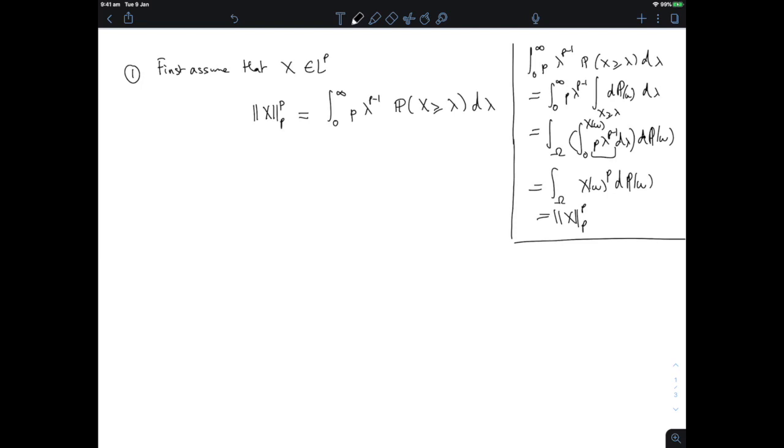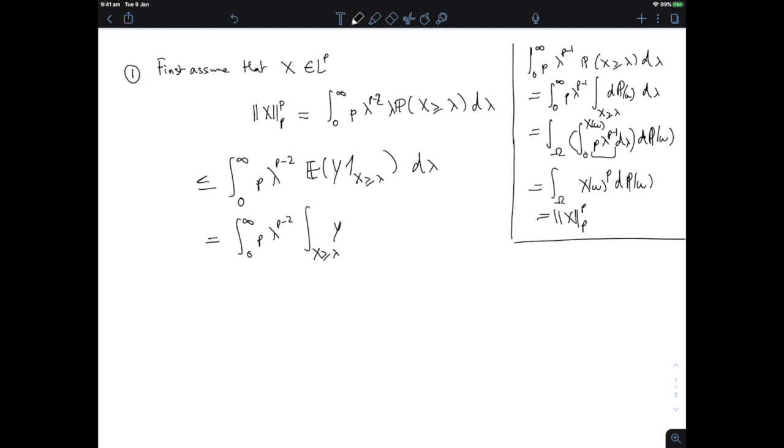All right. Now, once we have this, let's start using the assumptions of our theorem. The assumption of our theorem tells us something about lambda times this. So let's put a p minus 2 here and get the lambda in front. And now what we know is that lambda times the probability of X being greater than lambda is controlled by the expectation of Y times the indicator function of the set where X is greater or equal to lambda. And then you just rewrite that. It's similar to the proof I did here in the little box. You're integrating over the set where X is greater than lambda, Y(omega) dP(omega).